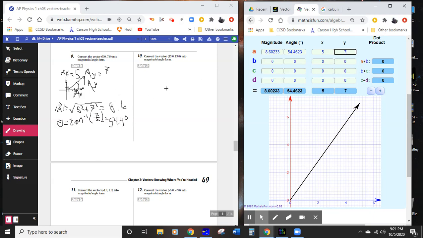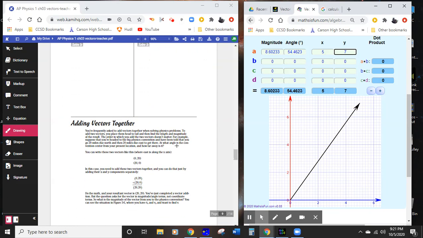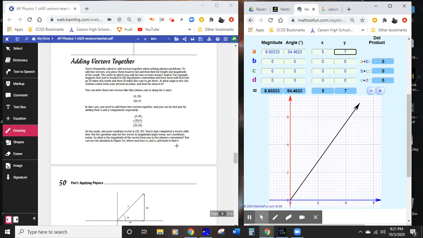So I'm going to save problems 10, 11, and 12 for the end of this video for you to practice on. All right, and moving along right here, now we want to add vectors together.